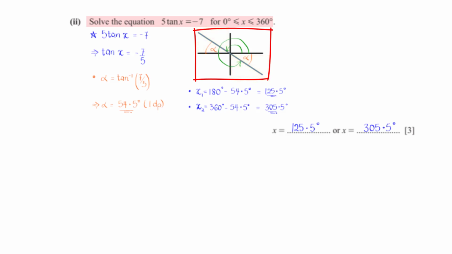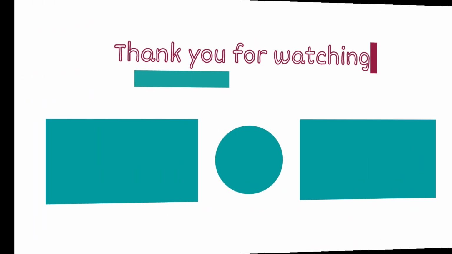The value of alpha is from the horizontal line to the line we've drawn. And so when we go around the quadrants the first time, we have the first value of x as 180 degrees minus 54.5 degrees. This gives us 125.5 degrees. When we go around the quadrants the second time, we have the second value of x as 360 degrees minus 54.5 degrees, and this is 305.5 degrees. So for our final values of x, we have x is equal to 125.5 degrees or x is equal to 305.5 degrees.